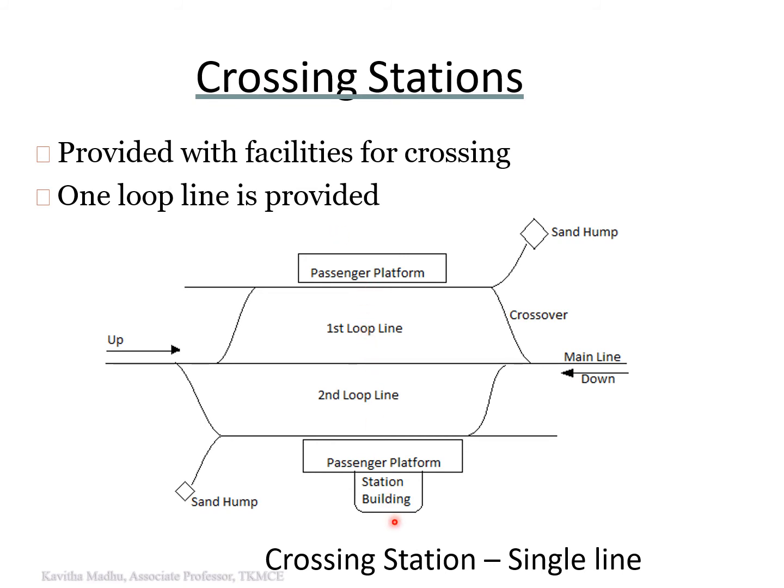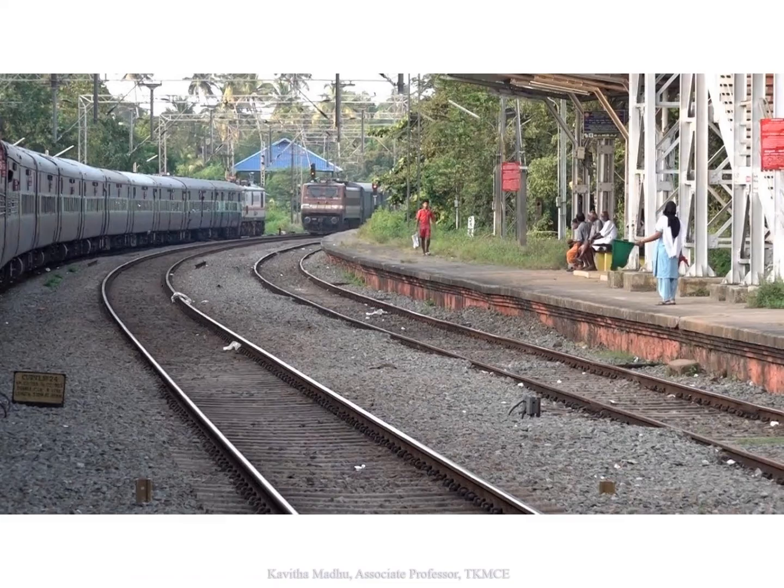So here in this figure you can see there is the main line, and there are two loops leading to two passenger platforms, and there are station buildings also. That is regarding the crossing station. As an example of a crossing station, there is a through line and there are two sidings provided with platforms.